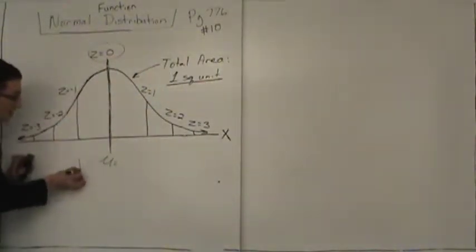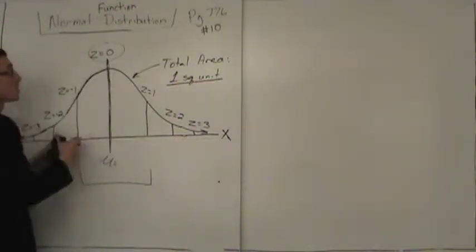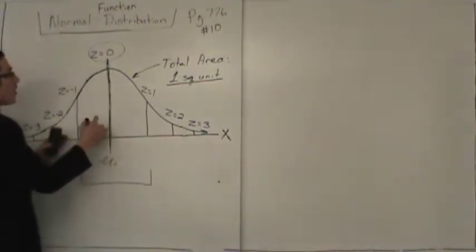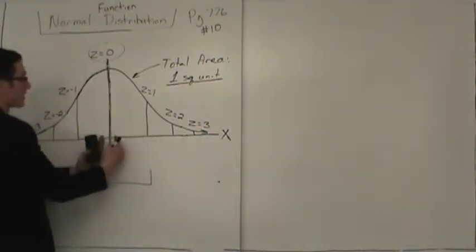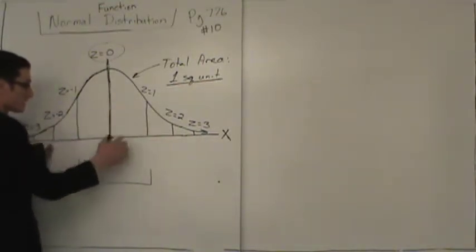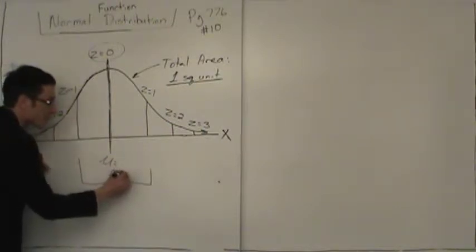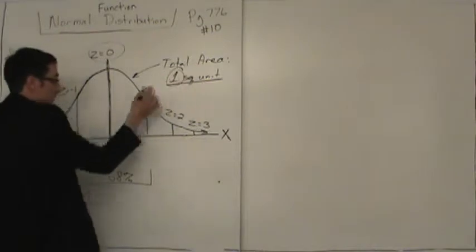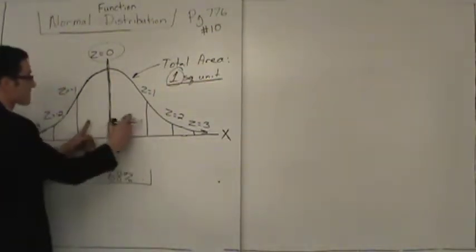Percentage of area. Okay, the total area is 1. What percentage of area lies within 1 standard deviation of the mean? Or what percentage of area is here, within 1 standard deviation? These two areas are 68% of the total area. Total area is 1. Okay, so this area is 68% of the total area.